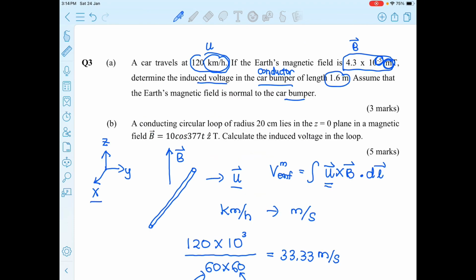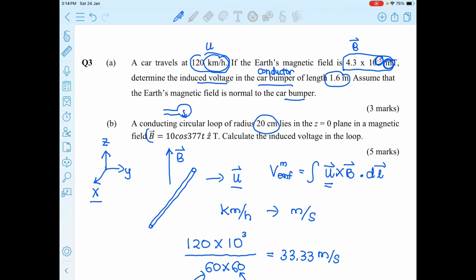And now we look at question B. You have a conducting circular loop. You can just imagine you have a circular loop of radius 20 cm. So it has a radius, right? Radius 20 cm lies in the z equals to 0 plane in a magnetic field.